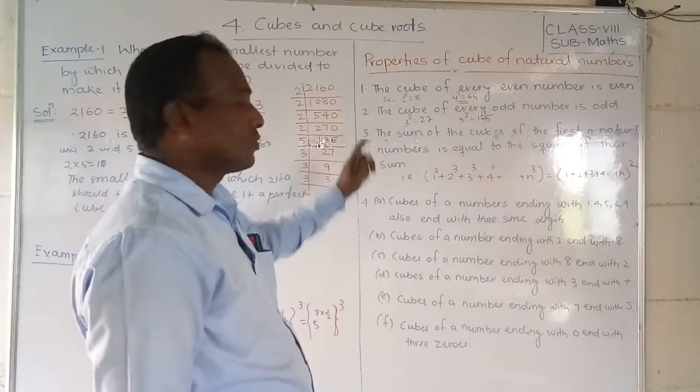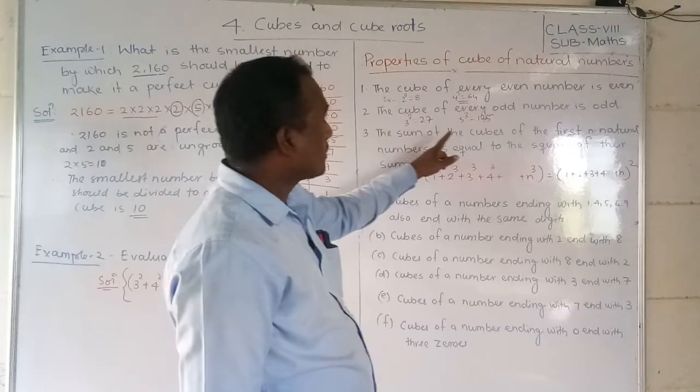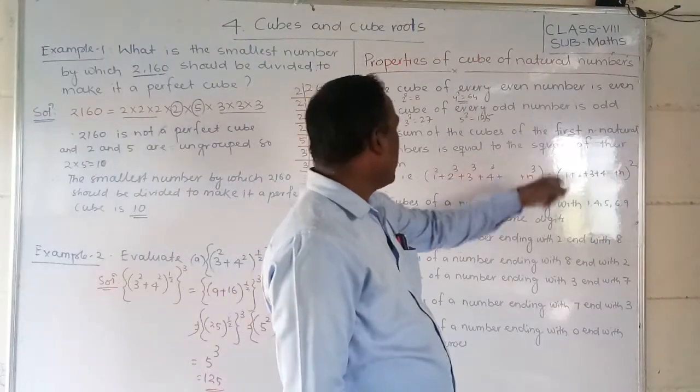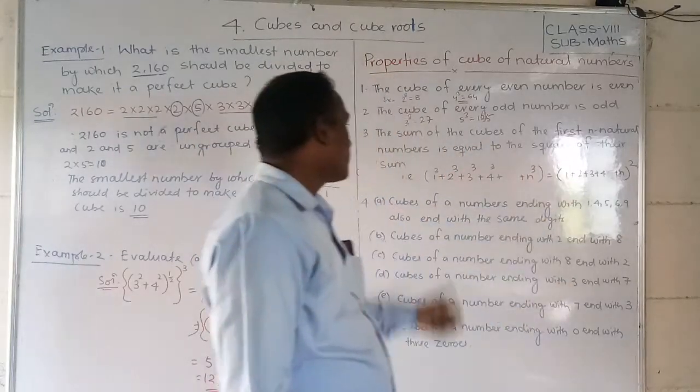Okay. Now let's go for the third property. The sum of the cubes of the first n natural numbers is equal to the square of their sum.